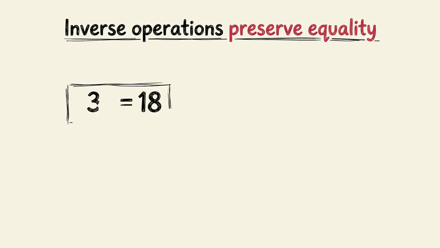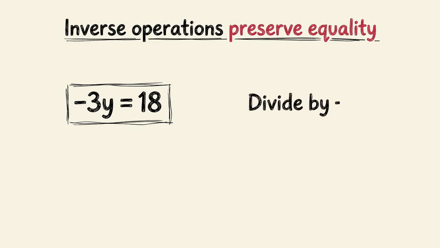Now let's include negatives. Negative 3y equals 18. What is happening to y? It is being multiplied by negative 3. To undo that, divide both sides by negative 3. Y equals negative 6. Check it carefully.